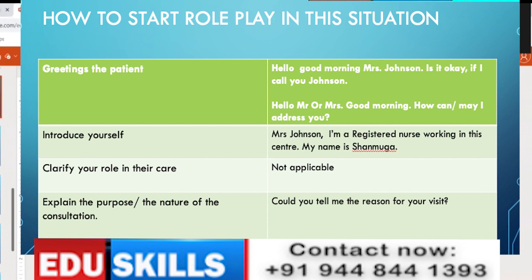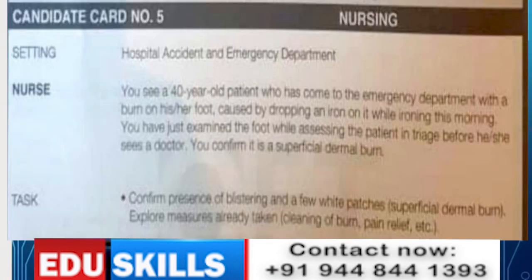And moving on to another example, here you can see the setting, that is hospital, accident and emergency department. Here you can see the background information that has been given. You see a 40-year-old who has come to the emergency department with a burn on his or her foot caused by dropping an iron on it while ironing this morning. You have just examined the foot while assessing the patient in triage before he or she sees a doctor. You confirm it is a superficial burn. How can you open this role play?